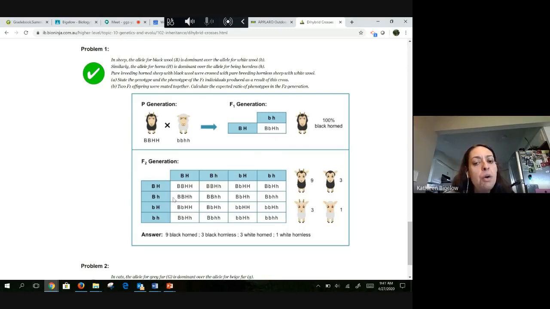And then what I always do, just for organization and keeping things straight, even though it's BH and BH, put your B's together, put your H's together, always put your dominant one first. Even if it's little h, big H, always put the big one first, to help keep yourself organized.